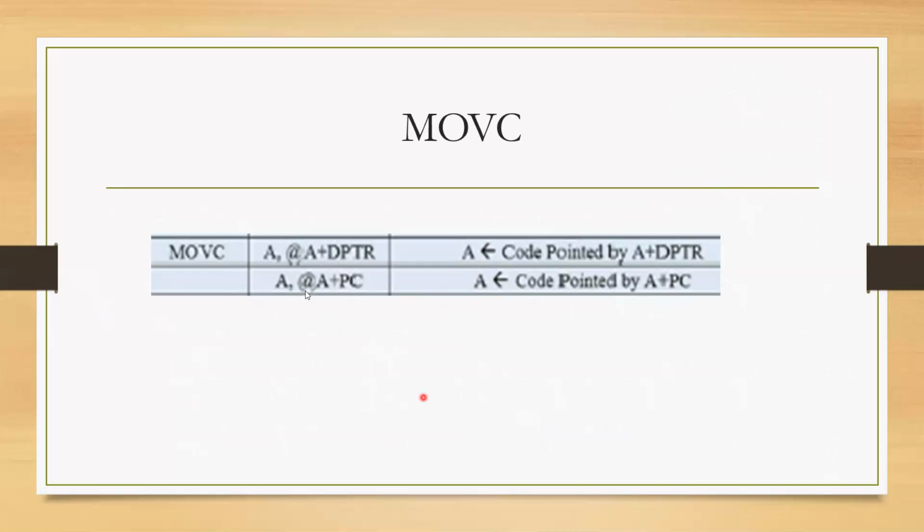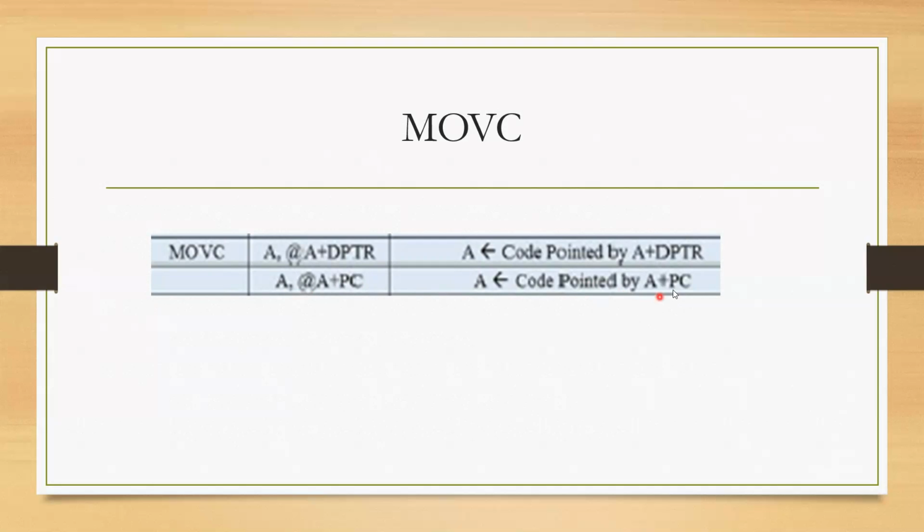So next is the MOVC instruction. MOVC A, @A+DPTR. The location will be pointed by the sum of the DPTR register and the A register, so we have a base address and an index. MOVC means we are copying from ROM. And next is MOVC A, @A+PC.